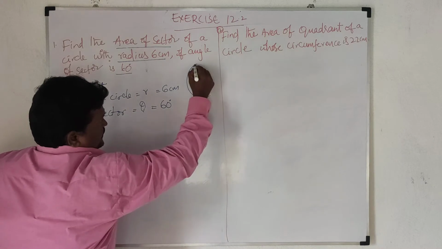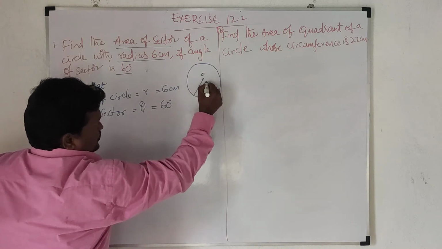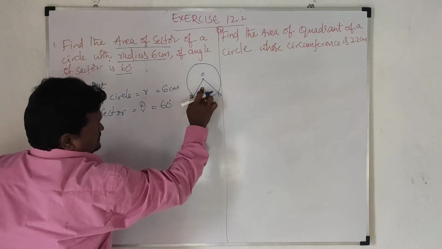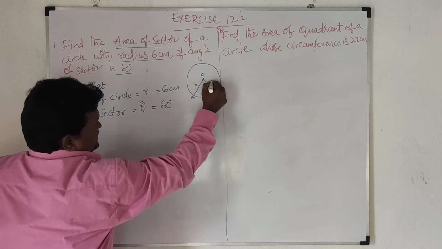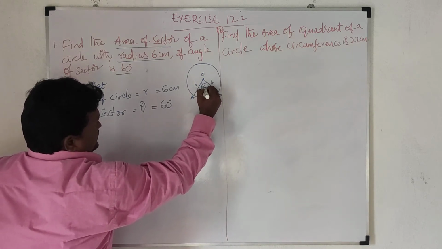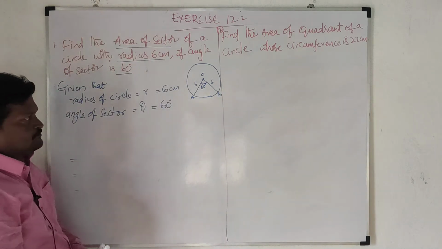See, if we draw a circle like this, this is O, this is A, this is B. This is the area of the sector. The radius is given as 6 centimeters, 6 centimeters, and here the angle is also given as 60 degrees.